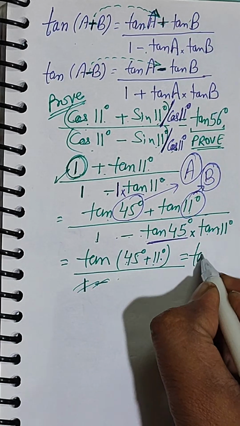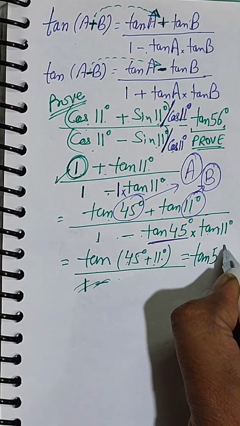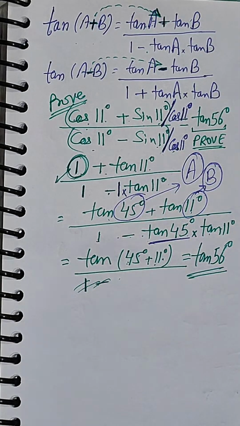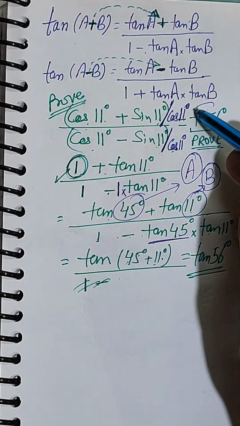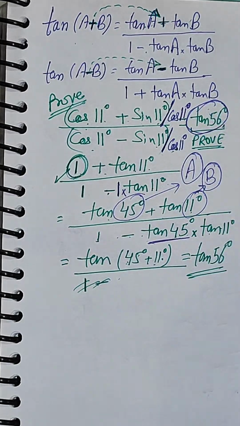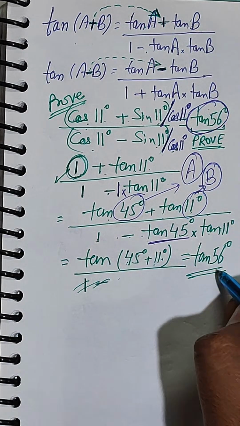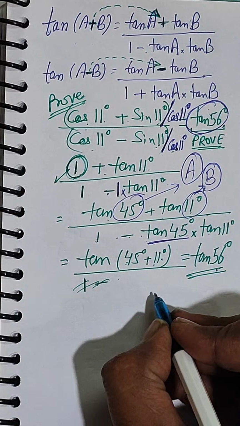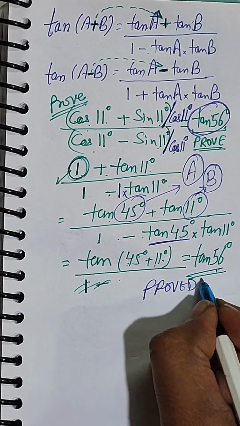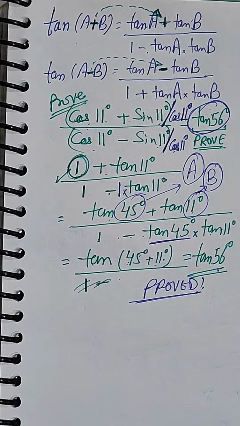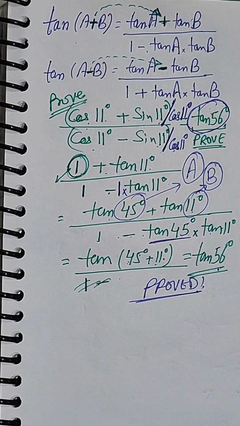So this is equal to tan 56. And in this way, you can see this RHS, which was about to be proved, is proved, right? Now let us take another question on this.